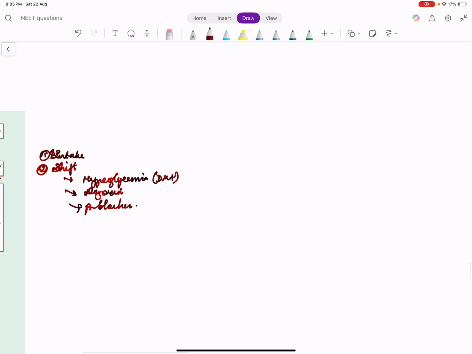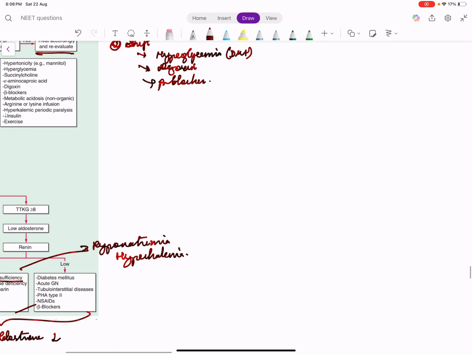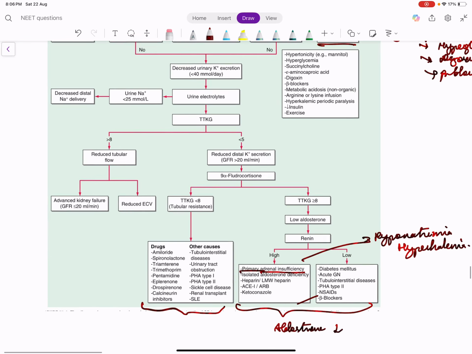Both hypokalemia and hyperkalemia are emergencies, so the cause evaluation comes next. How will you treat hypokalemia? Supplement potassium, either oral supplementation or IV supplementation. How will you treat hyperkalemia? The first step is giving calcium gluconate. This calcium gluconate does not correct the hyperkalemia. It stabilizes the membrane, because the main problem with hyperkalemia is that it affects the heart.